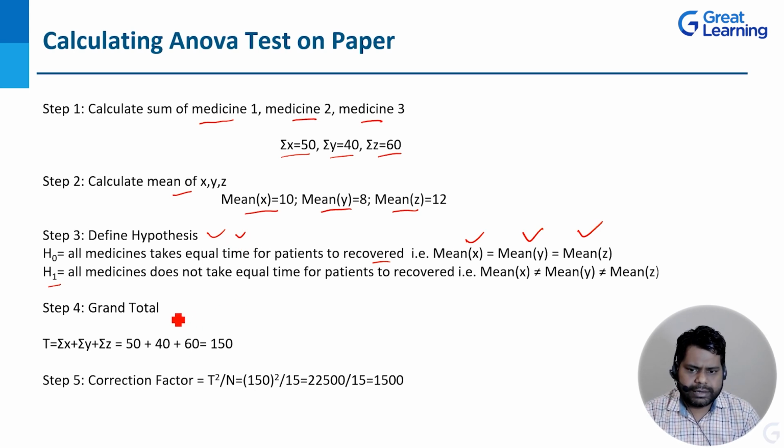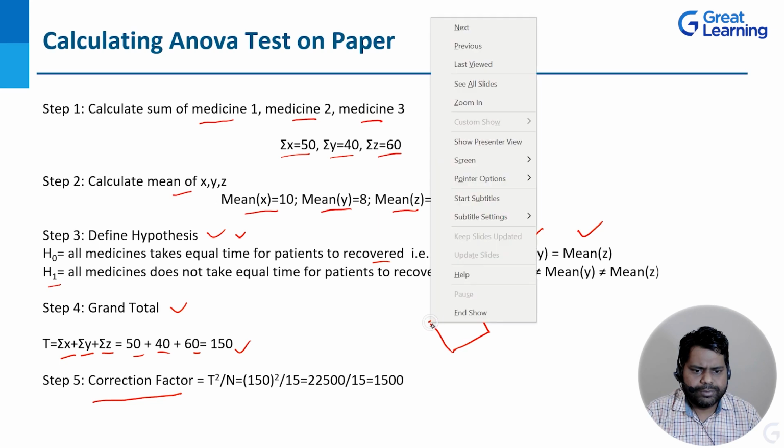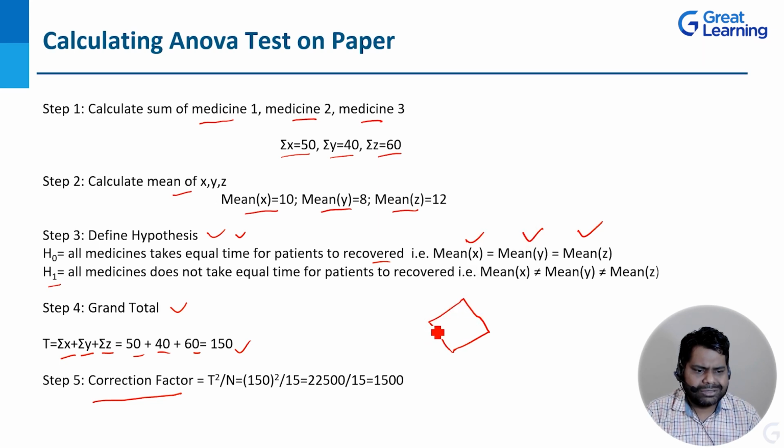Okay, so we have defined our null hypothesis. Now next we move on and do the grand total. So we will sum up sum of x, sum of y and sum of z: 50, 40, 60, that is nothing but 150. Now we will calculate the correction factor. So what is the correction factor? Whenever we are performing some test, there can be some instrumental error or some manual error. In order to remove or penalize those errors, we add a correction term. So the correction term is nothing but grand total squared divided by the total number of values. So 150 squared divided by 15, that is 1500.